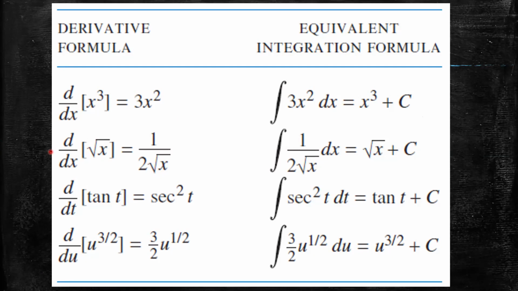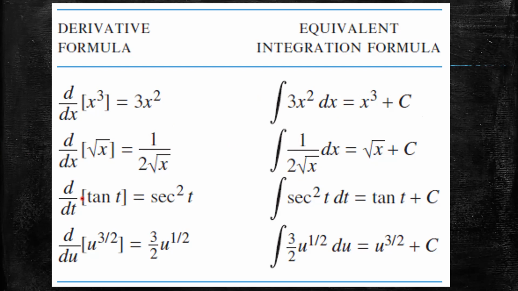The derivative of the square root of x is 1 over 2 square root of x. So the integration of 1 over 2 square root of x will be square root of x plus c. They are opposite to each other.